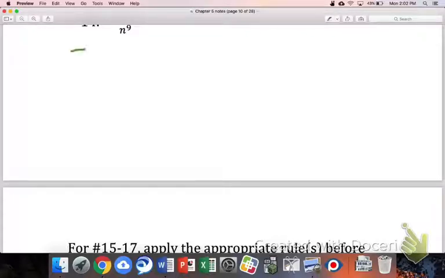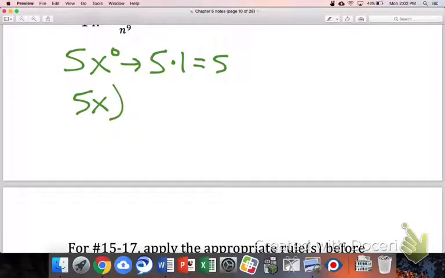How about this? 5x to the 0. What's the answer to that one? It's 5 times x to the 0, so 5 times 1 is 5. How about this one? Remember, any base to the 0 is 1. So isn't 5x the whole base? Yeah. The whole base to the 0 is 1.